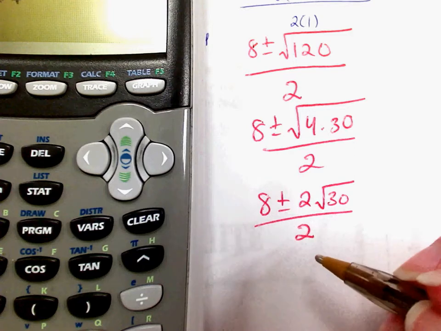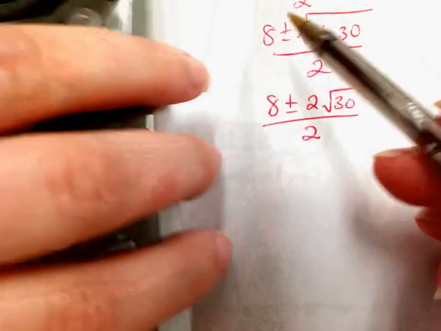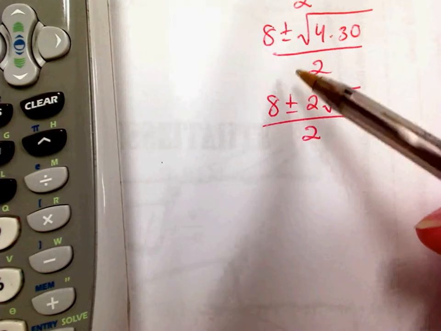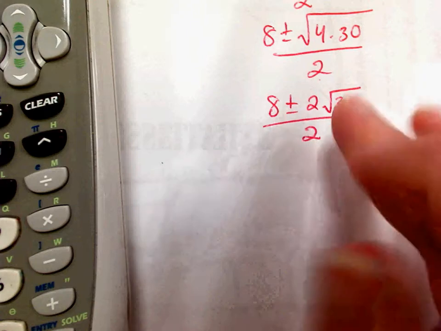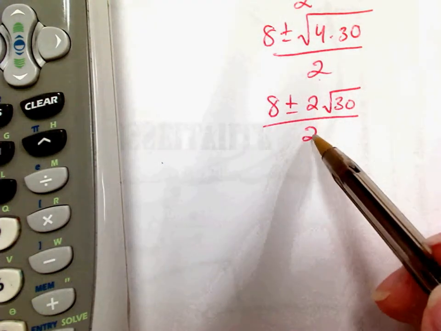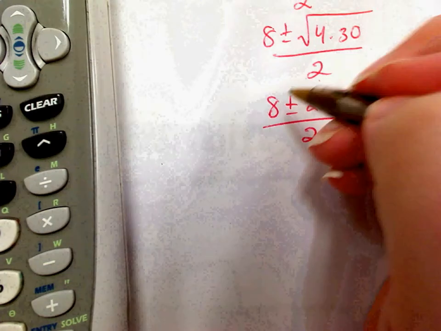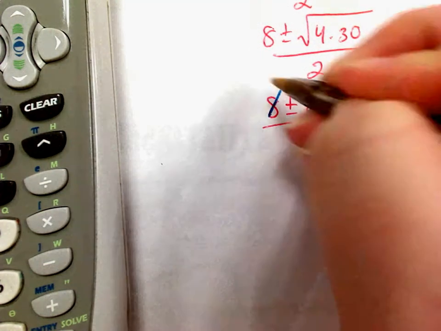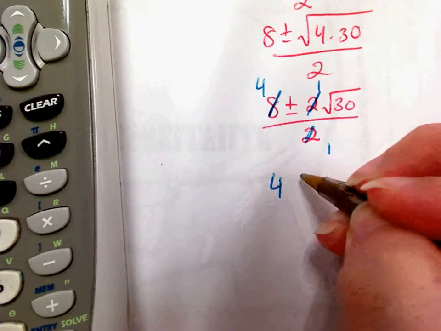Now, guys, some of you might have tried to divide 8 by 2 at the beginning, and you would have had just a 4 up here without that, and that would have made it wrong. The only time you can divide by 2 is if both of these are divisible by 2. Are both 8 and 2 divisible by 2? So 4, 1, 1. So my final answer is 4 plus or minus the square root of 30 over 1.